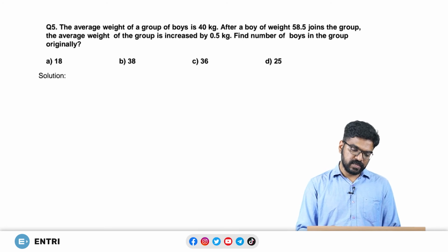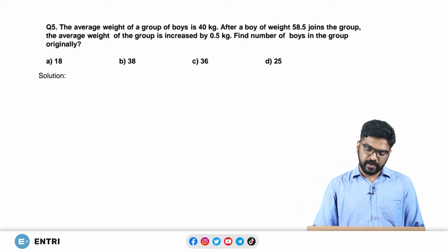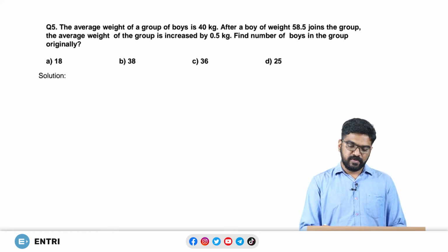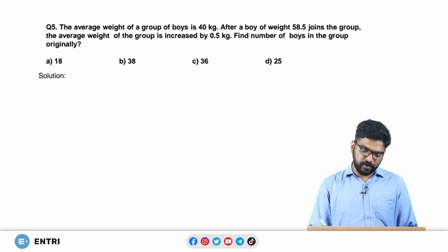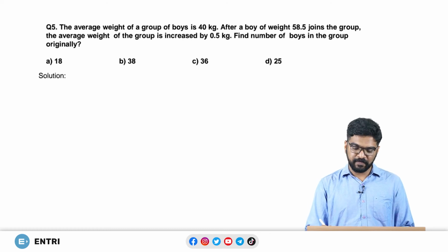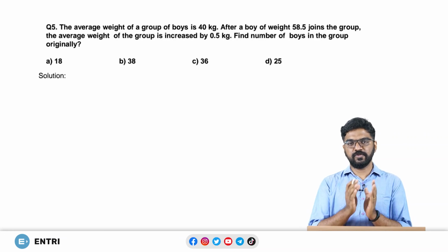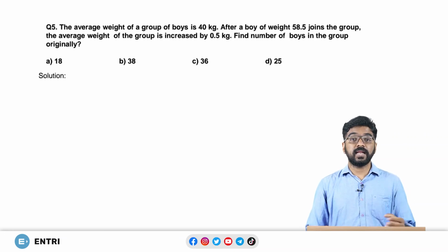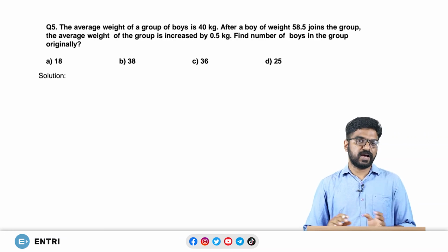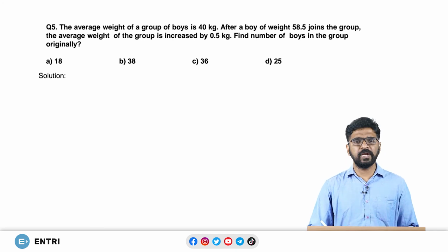So here what happens? The average weight of a group of boys is 40 kilogram. After a boy of weight 58.5 joins the group, the average weight of the group is increased by 0.5 kilogram. Find the number of boys in the group originally. So here the question is somewhat different. They are asking to find the number of people who were there originally. They are not asking the weight of the new person because that is already given. So how will you do this?